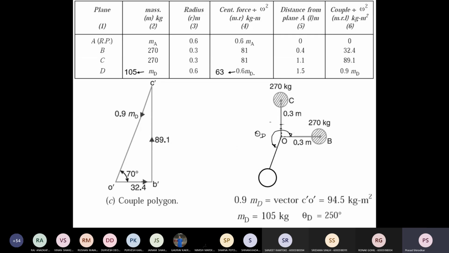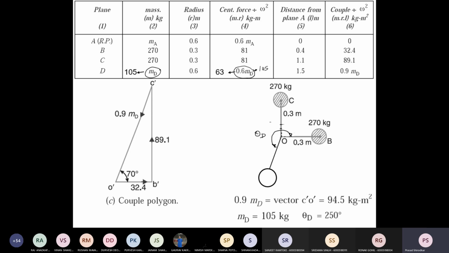Okay. So you can substitute the value of MD in this column as 105. So 0.6 MD, centrifugal force, that comes out to be 63, and MD is 105. So you can just mention those values in your table, because you will need those values. So this is the couple polygon. And next you have to construct the force polygon. So you need those values to construct the force polygon.